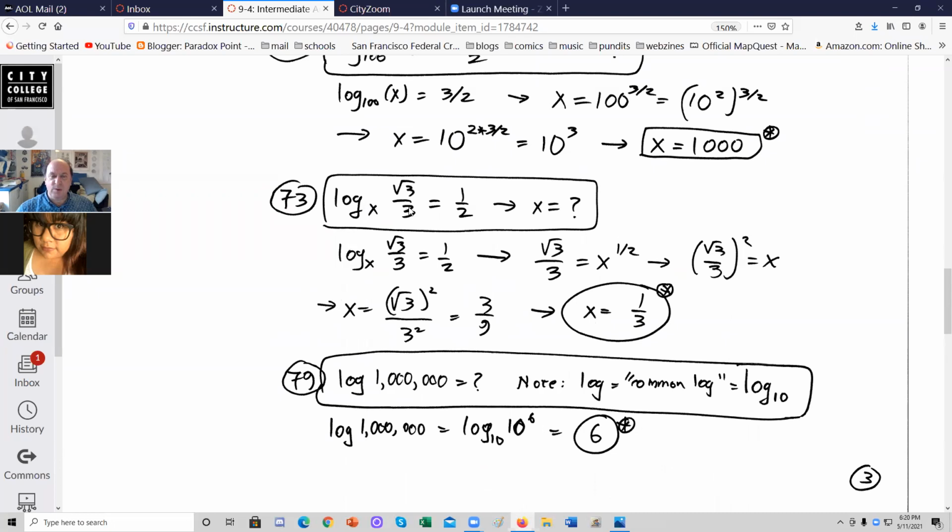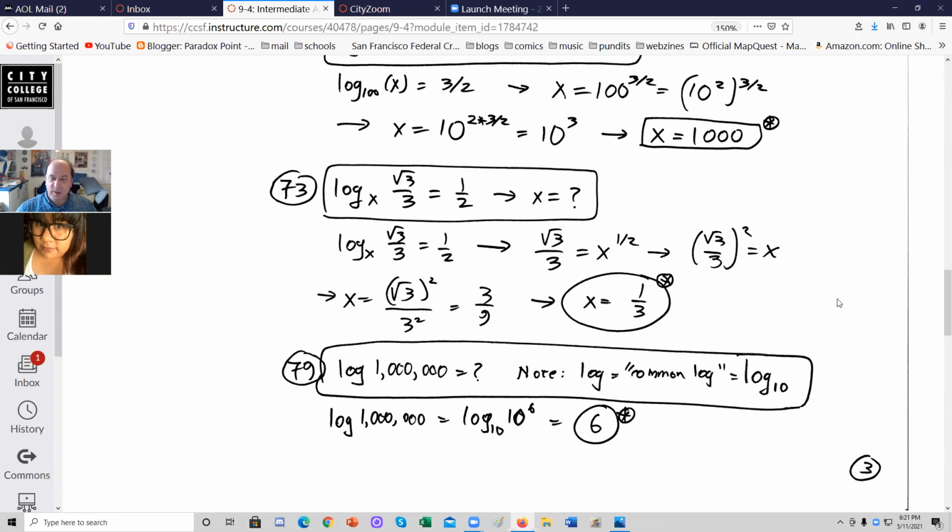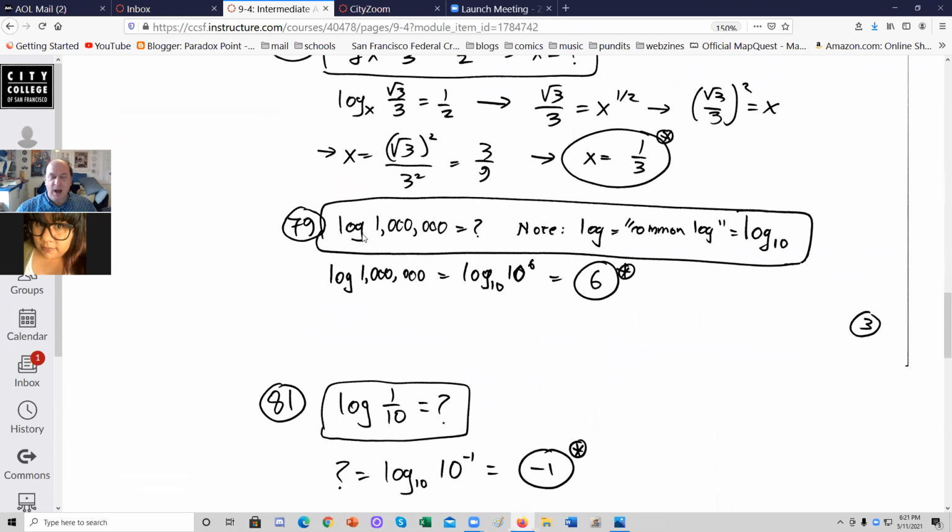Log base x of root 3 over 3 equals a half. What's x? All right, so transposing the log, you get x to the 1/2 power equals root 3 over 3. So you square both sides, x equals root 3 over 3 squared, which comes to 3/9, or 1/3. X is 1/3.